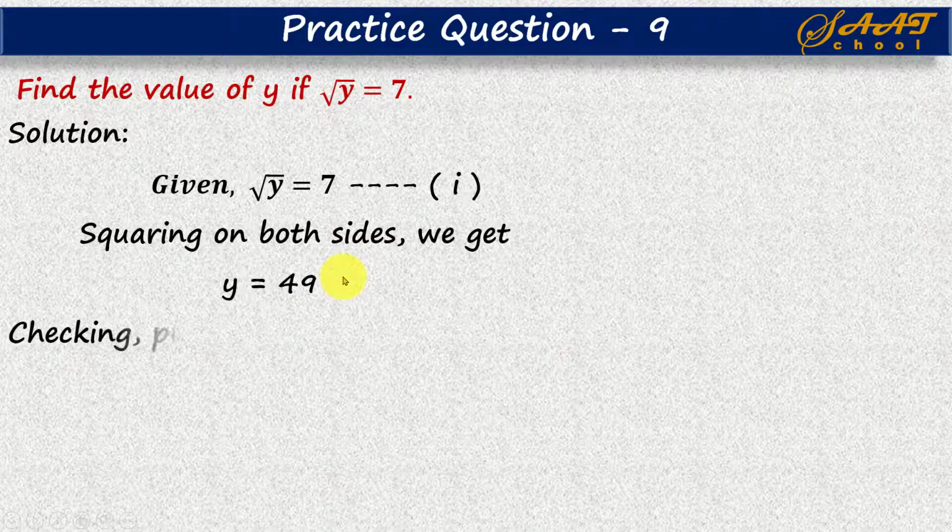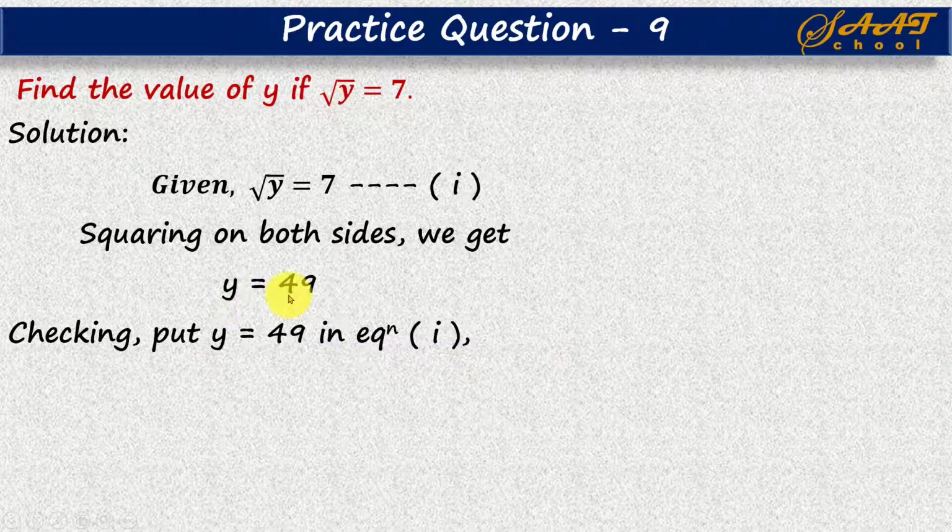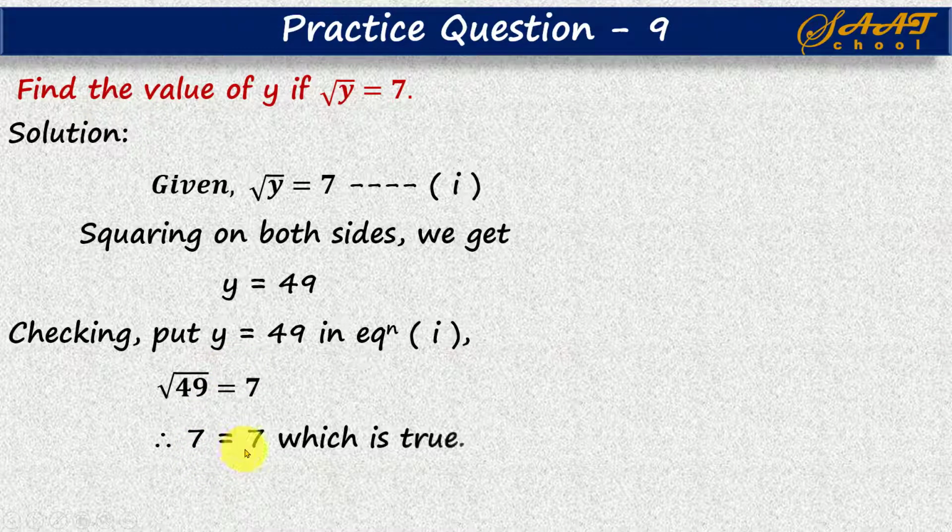So the last step is to check the value of the variable in the given equation. Here the equation is square root of y equals 7. Now put y equals 49 in this equation, and that will be square root of 49 equals 7, and the square root of 49 is 7. That's why we have 7 equals 7, which is true. Now if the left hand side is equal to the right hand side, then we accept this value, meaning the value of y is 49.